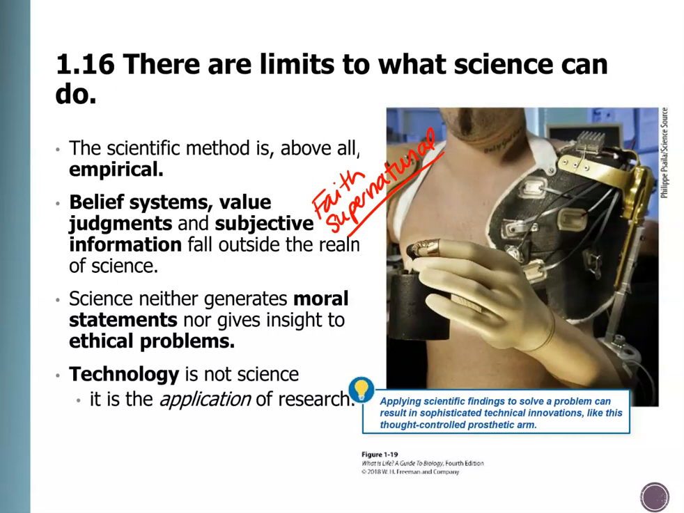And then this last note here, technology is not science. Technology is the use of science. So we have an example over here of this sophisticated prosthetic arm. That is an application of science based on an understanding of mechanics, both the mechanics of the machine and the mechanics of the arm.